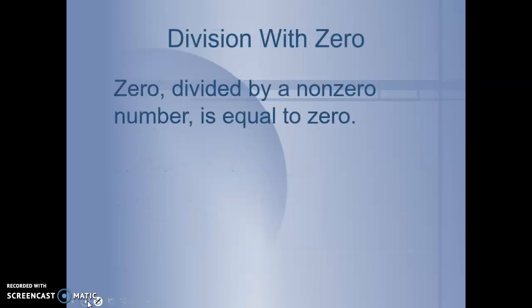Now when we talk about dividing with 0, 0 divided by a non-zero number is equal to 0. I have 0 of something and I try to divide it into groups of 5. I can't. I will have 0 in each group because I had 0 to begin with. So 0 divided by a non-zero number is equal to 0.